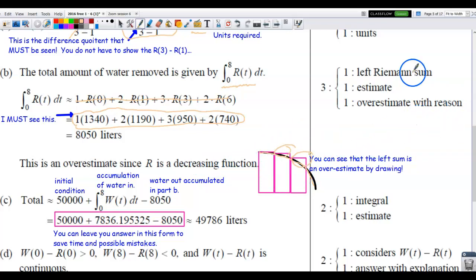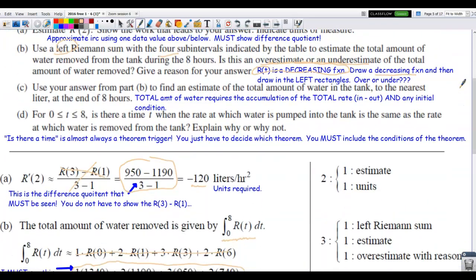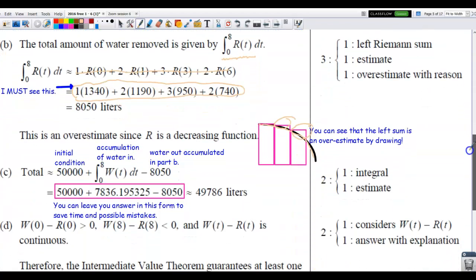All right, and then in letter C, they're telling us to use our answer from part B to find an estimate of the total amount, there it is, that word total amount of water in the tank, to the nearest liter, so they want me to round off, at the end of 8 hours. Now remember, the total amount of water requires the accumulation of the total rate. So I'm going to accumulate area, the in rate minus the out rate, and I'm going to add any initial condition that I have, which in this case, remember, was 50,000 liters of water.